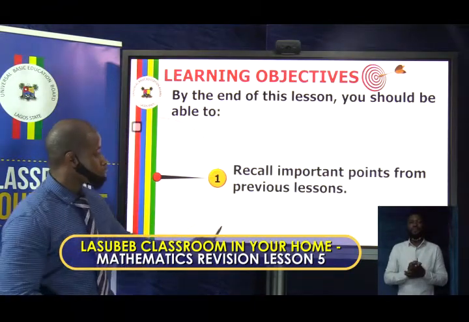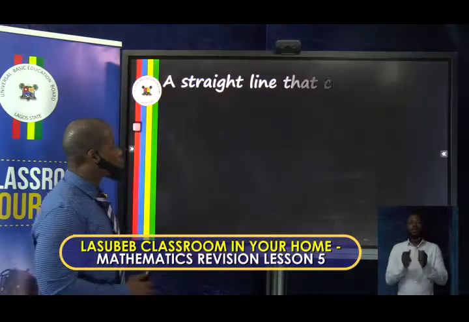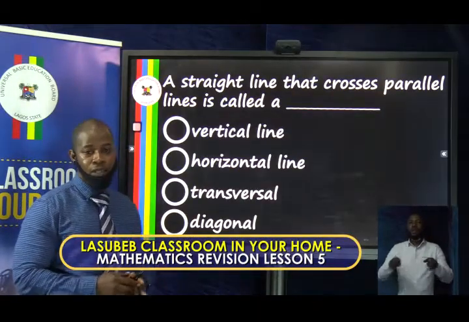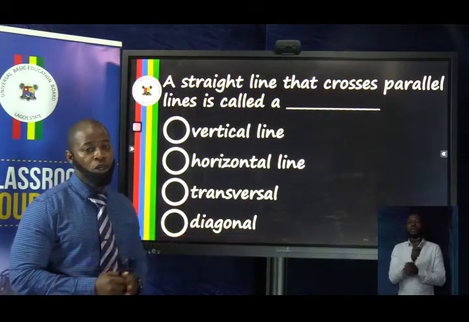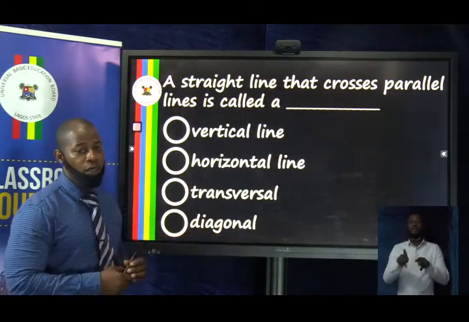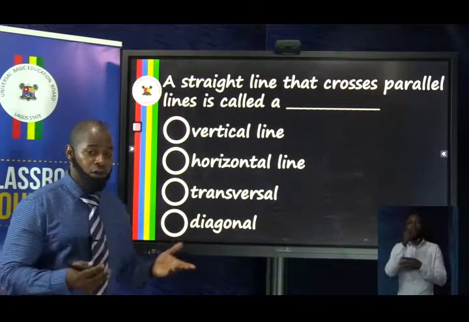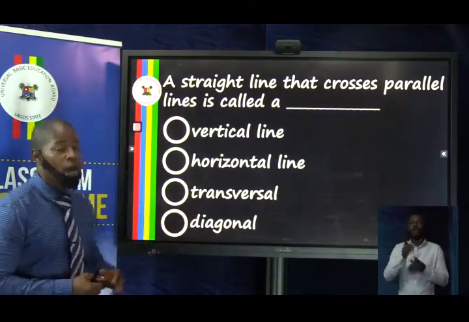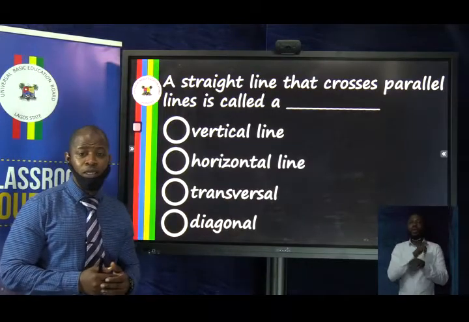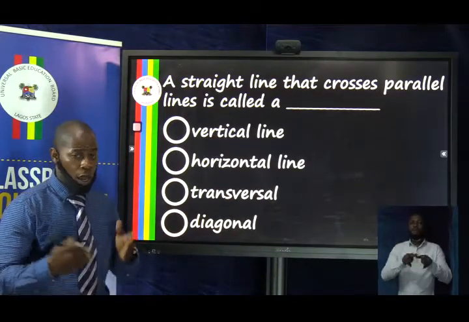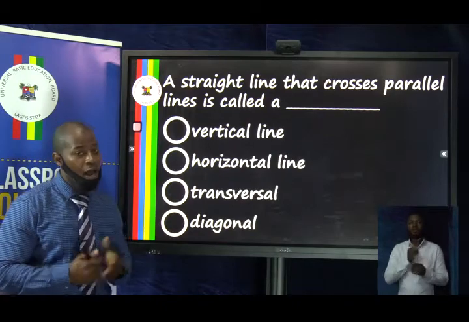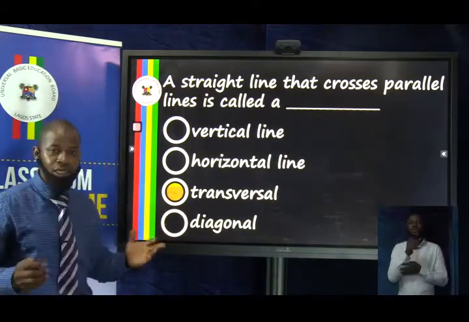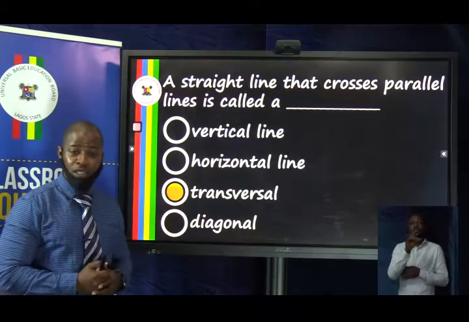Good job, you. We begin with this first question, which says that a straight line that crosses parallel lines is called dash. The options are vertical line, horizontal line, transversal, or diagonal. What do we call a straight line that crosses parallel lines? Have you selected your answer? I have selected mine as well. Let's unveil it. It is a transversal. Is that what you selected?